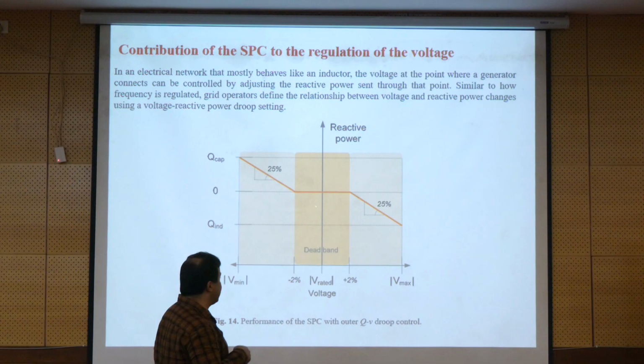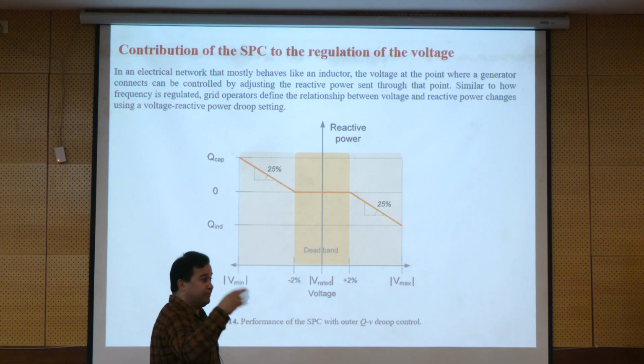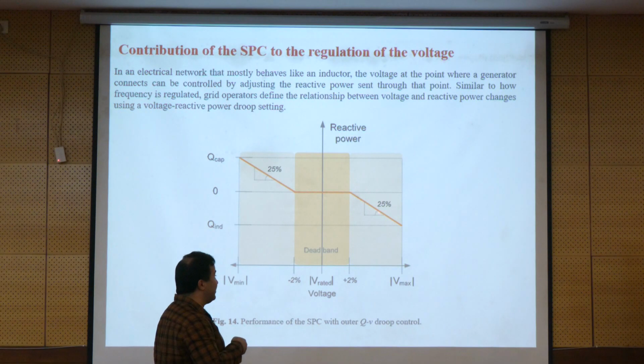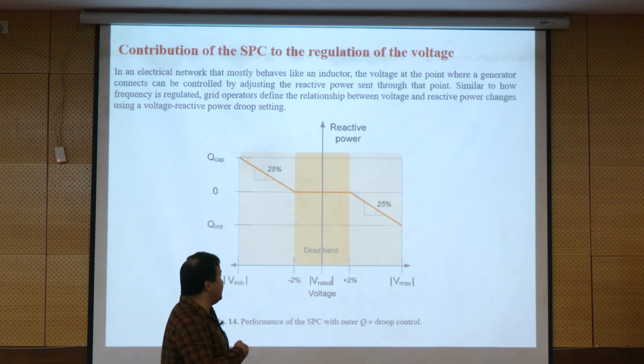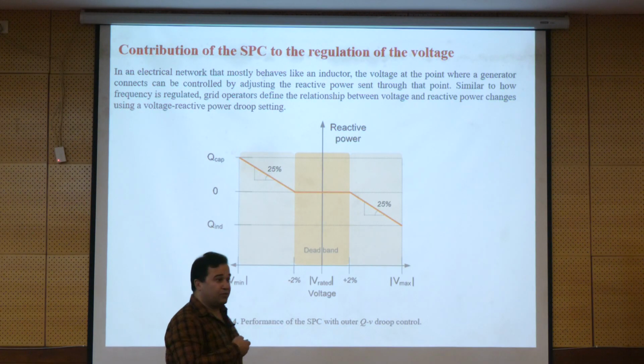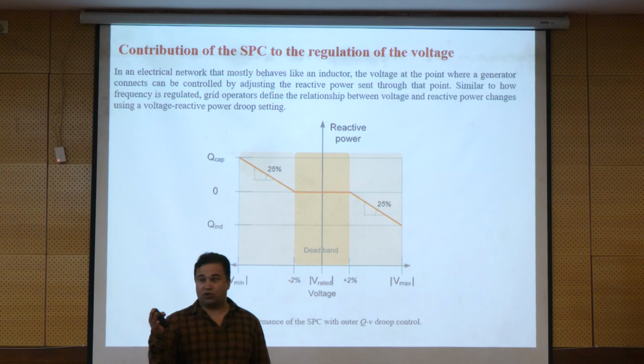But when we pass this part, when the voltage passes the 2% increment, we should reduce the value of the reactive power. So the reactive power goes from something to less. And if the voltage drops below 2%, we need to increase the value of the reactive power to return the voltage to this range, between 98 and 102.